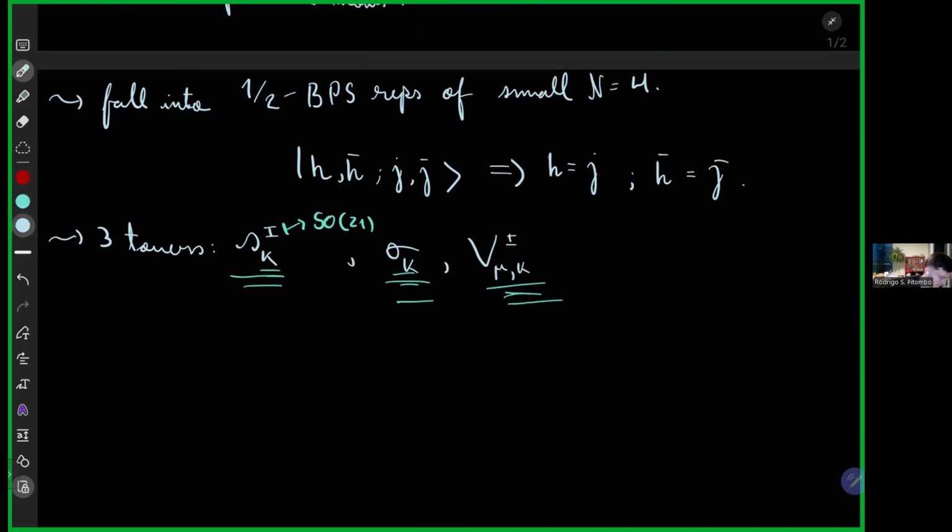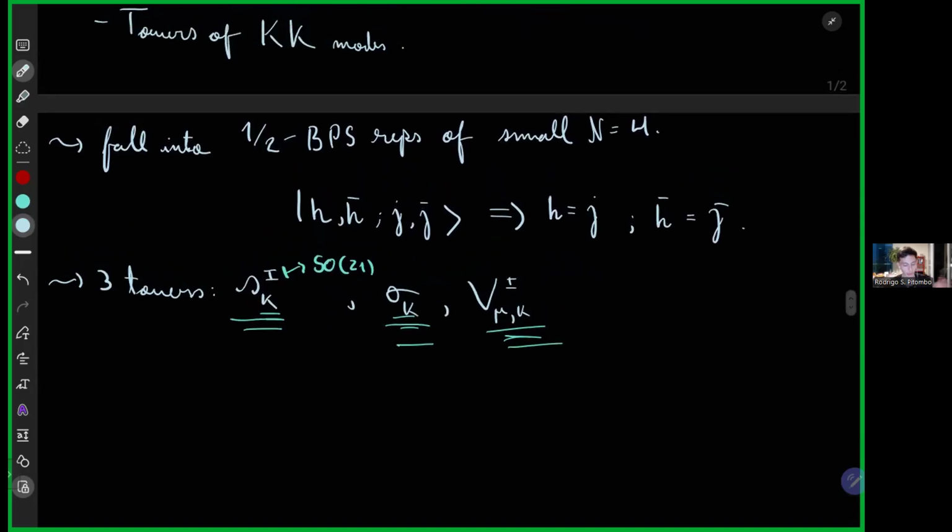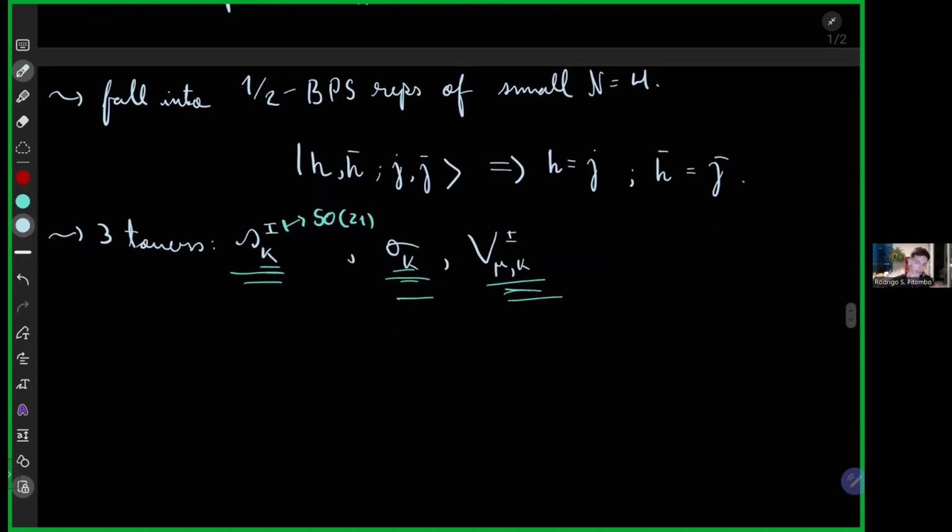Okay. So let's go. Let's talk a little bit now about the boundary theory, the dual theory. Let's talk a bit about superconformal theories, in particular, superconformal kinematics.